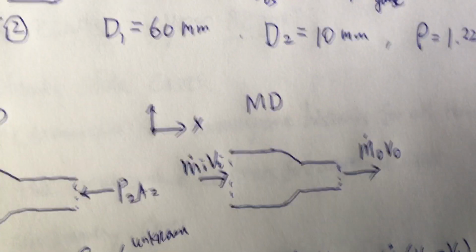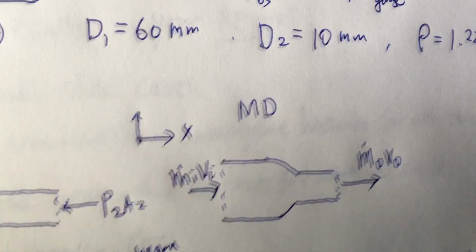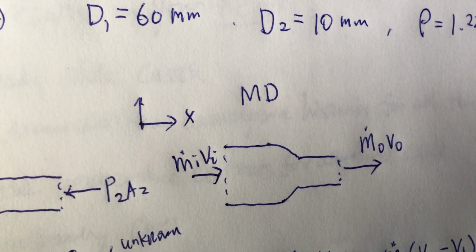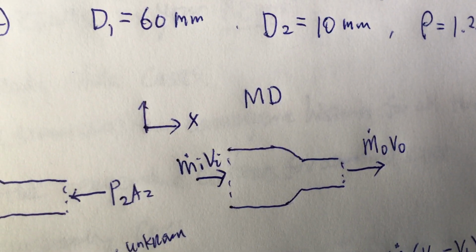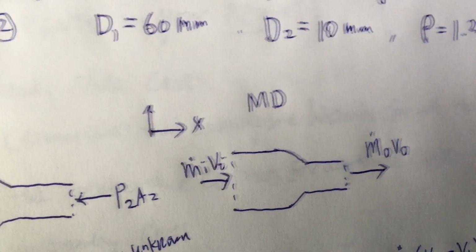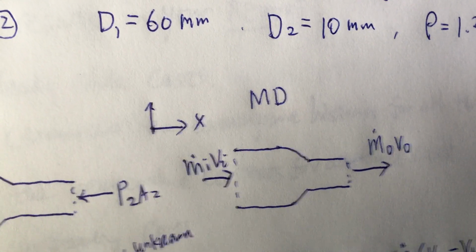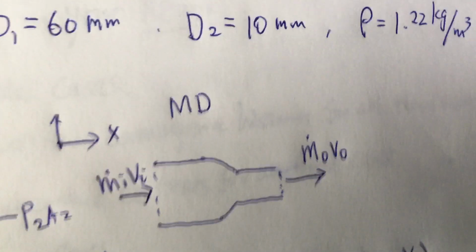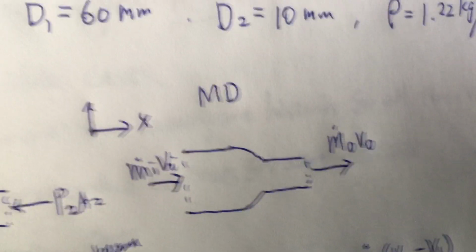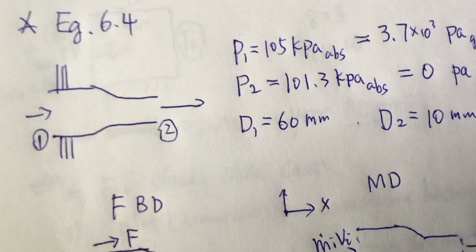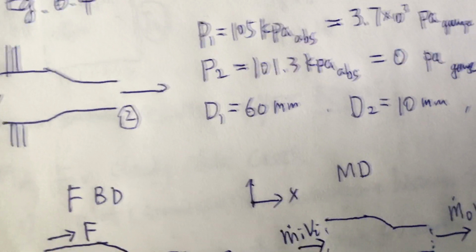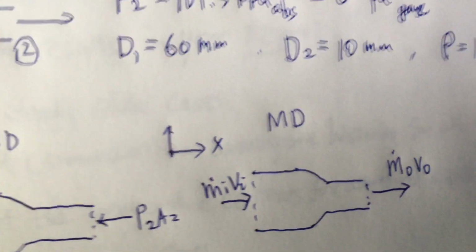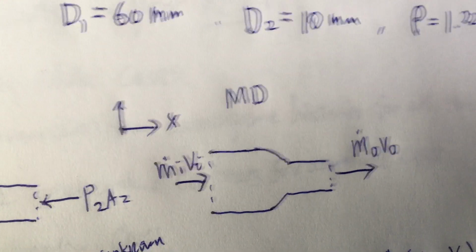Then the momentum diagram. For the momentum diagram, just draw the momentums for the particular problem. For this problem, you have 2 momentums, only 1 inlet and 1 outlet. If you have multiple inlets and outlets, you will have multiple momentums, right? It's uniform velocity. It doesn't say the velocities at the inlet and outlet are non-uniform, so we assume it's uniform.